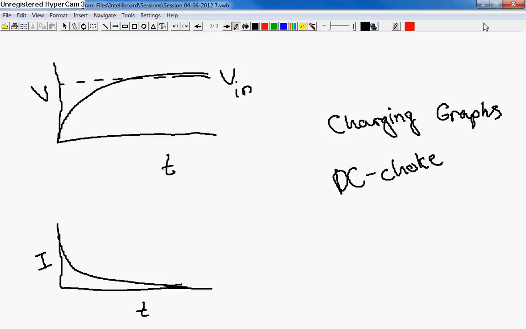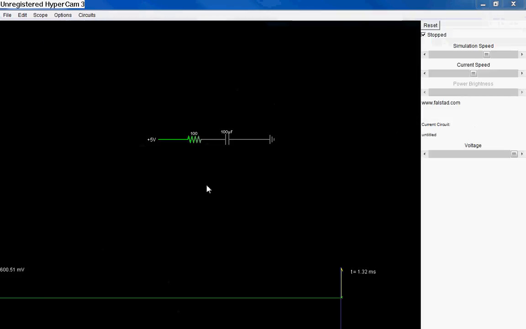So, what I've got here is this very wonderful analog circuit simulator applet. I'll give you a link to it in the description. And what I'm going to do is, here's our 5 volts. That's our voltage supply, the resistor, capacitor, and ground.